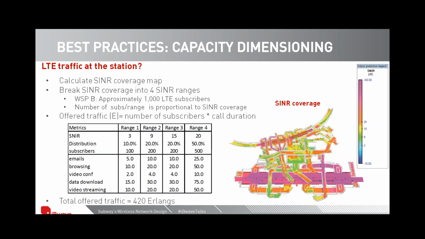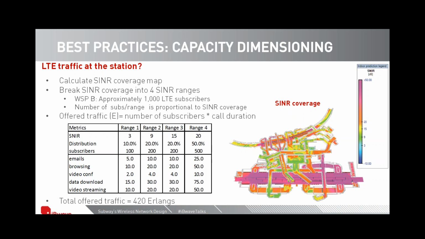Now, what is the LTE traffic at the station? What is LTE offered traffic? Offered traffic is basically the traffic that is attempted by all the users at the station. We know that there are 10,000 total users, but here we are focusing on wireless service provider B, and we said that we are also focusing just on LTE. And here we have 1,000 LTE subscribers for wireless service provider B.